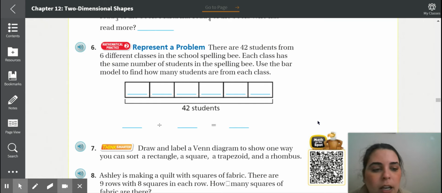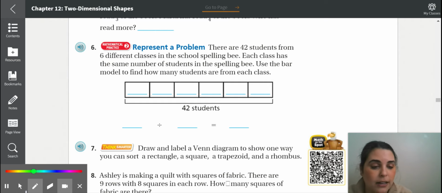Okay. So find number 6 starts with there. There are 42 students from 6 different classes in the school spelling bee. Each class has the same number of students in the spelling bee. Use the bar model to find how many students are from each class. So this is going back to a few chapters ago when we were learning about division and equal groups.